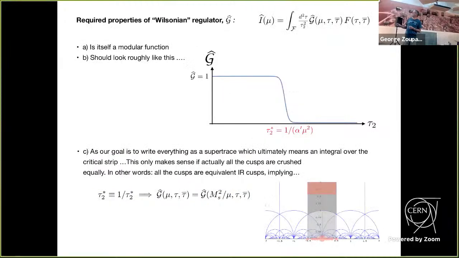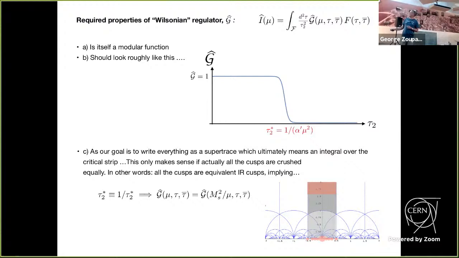And there's three. So this regulator that I'm going to introduce an energy scale with should itself be modular invariant. Right? So I don't ever want to get rid of modular invariance. I want to stay in the modular invariant theory. So the g that I insert is also modular invariant. It should look like this roughly. So it should go to one at large values, and it should crush everything below some scale mu. And so I can interpret a certain position in tau two as that scale, the energy scale, one over mu squared. So in other words, this is infrared up here, and this is ultraviolet down there.